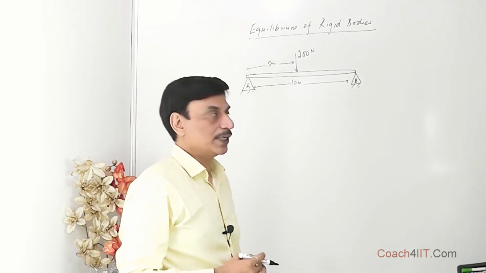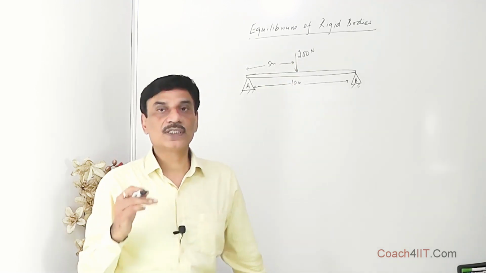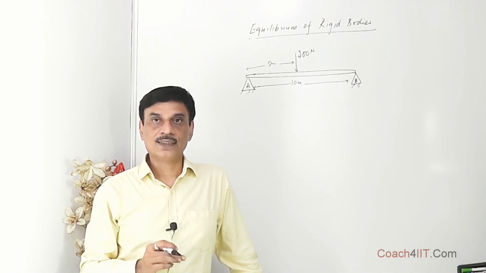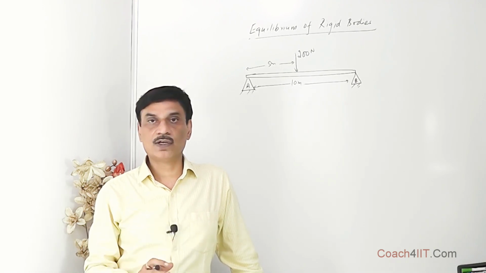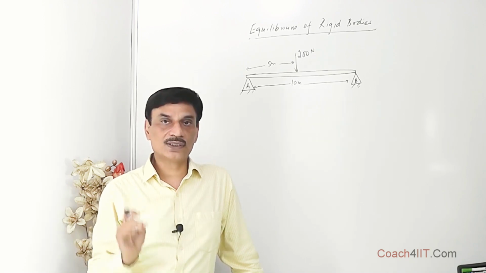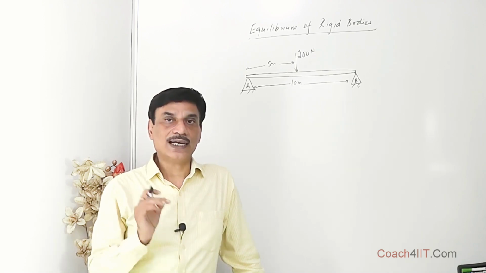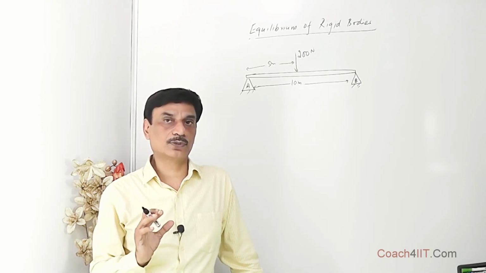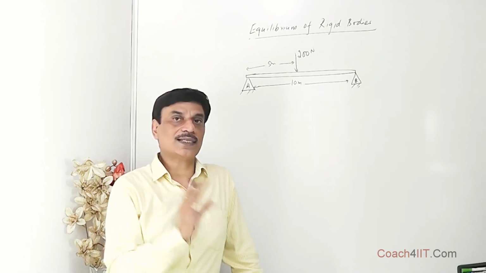So for that, when we apply a force like this, we see two things. One is it is in translational equilibrium. That is, this body is neither moving along the x-axis, nor along the y-axis, nor along the z-axis. So this is in translational equilibrium. That is, the net force along the x-axis is equal to 0, along the y-axis is equal to 0, along the z-axis is also equal to 0. So this is about translational equilibrium.